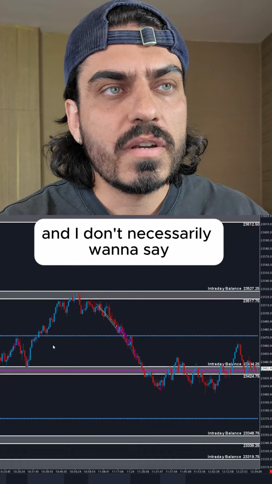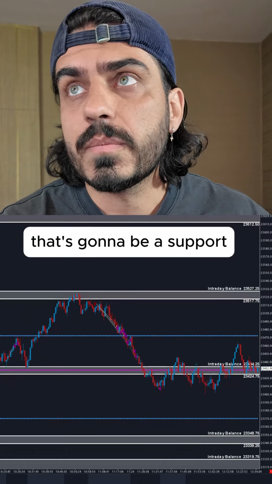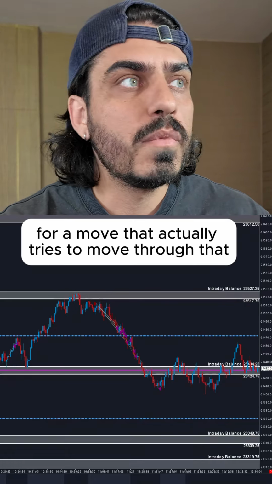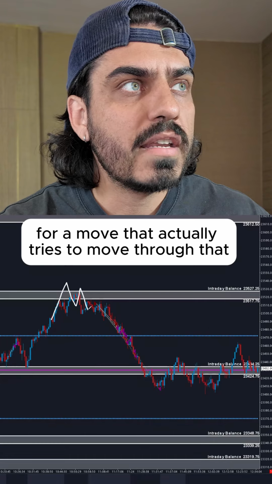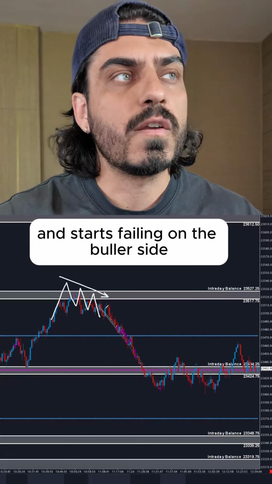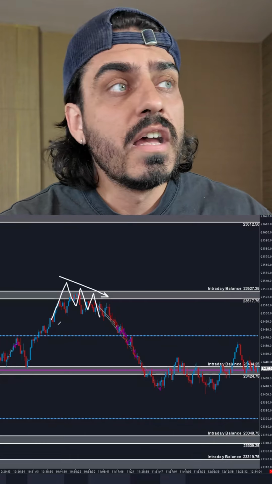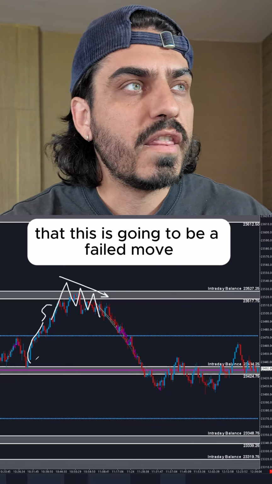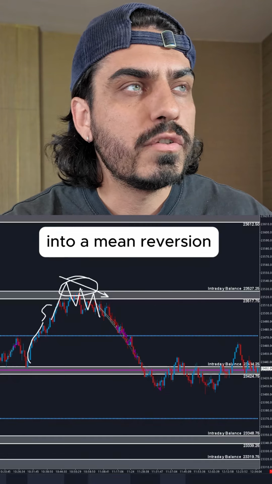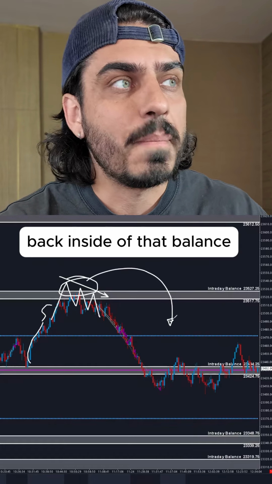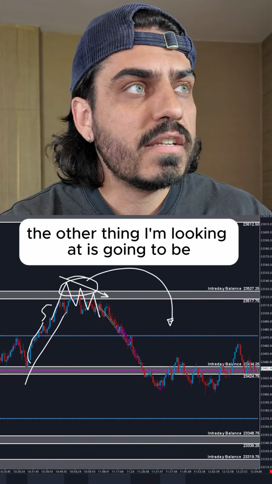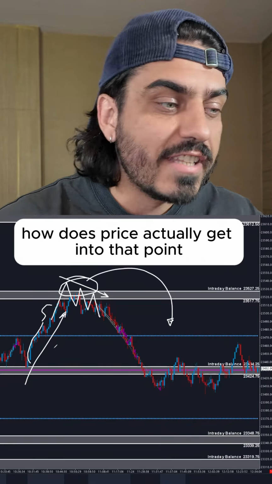And I don't necessarily want to say, oh my God, that's going to be a resistance, that's going to be a support. I'm looking for a move that actually tries to move through that and starts failing on the bullish side with lower lows and lower highs. I'm also using the concept that this is going to be a failed move into a mean reversion back inside of that balance.